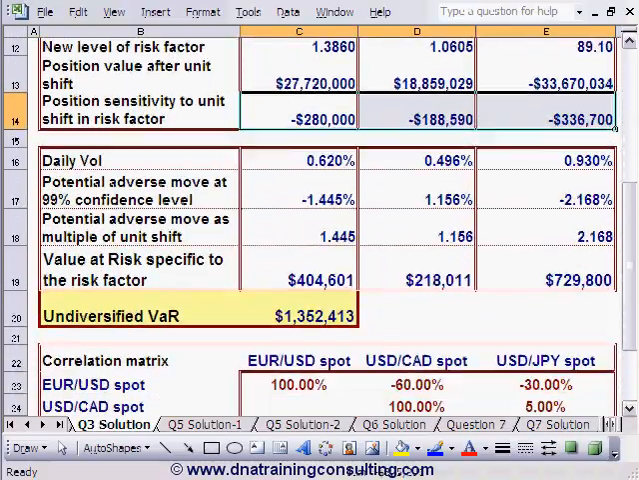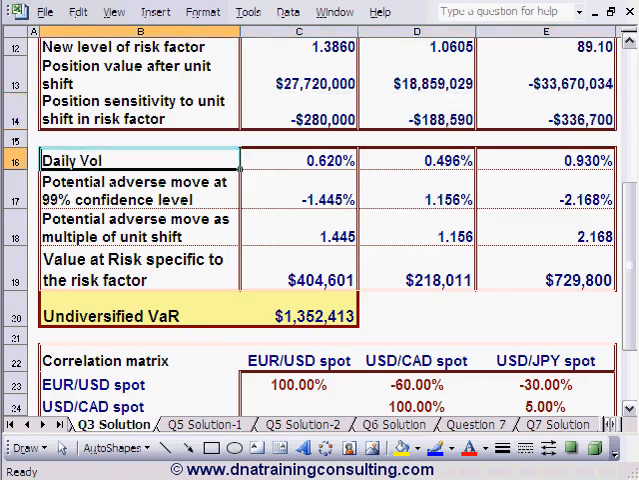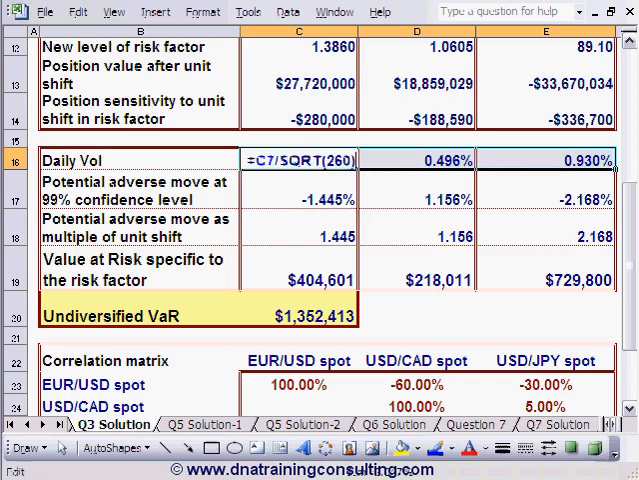In the third table, starting here, we convert the annual vols into daily vols in cells C16 to E16. Recalling the square root relationship, we set daily vol equal to annual vol divided by the square root of 260.